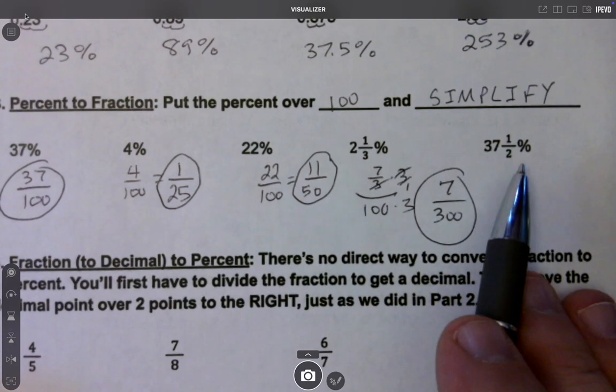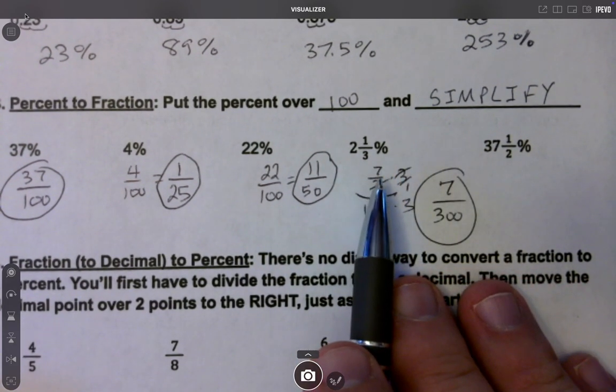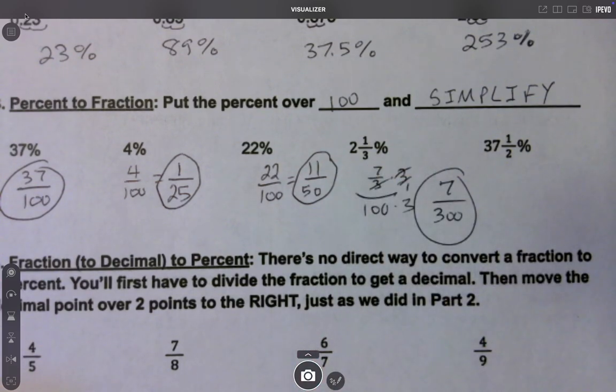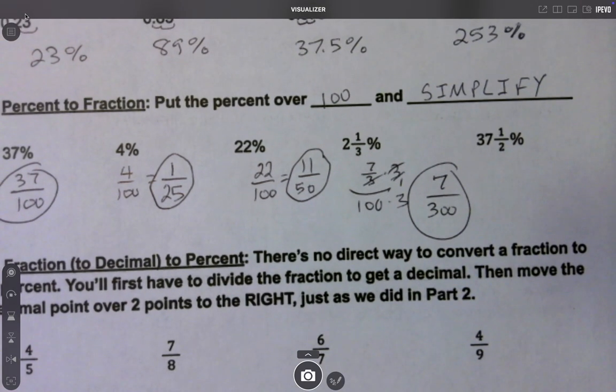Okay, now the reason I kept this as a fraction is 1/3 is 0.333333, and it's really messy to try to figure out what to do with the decimal that never ends. So on this last one in this section, 37.5%, you are welcome to make it an improper fraction. You can do 37 times 2 plus 1. I guess that'll give you 75 over 2.